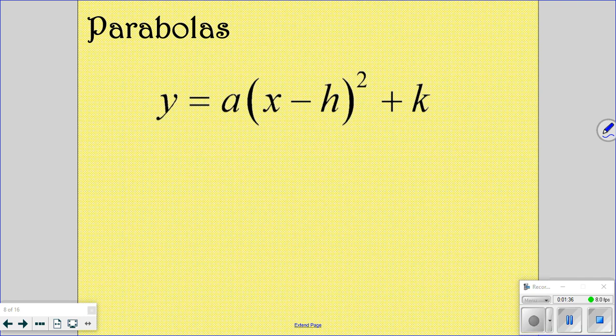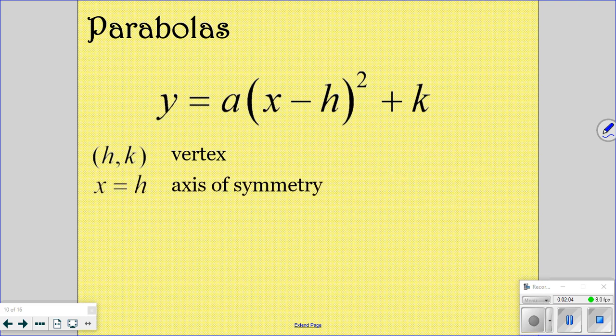This is your vertex form for your equation. It makes it very easy if you put it in vertex form to be able to graph it. The HK is your vertex, whereas on a circle the HK was your center. On a parabola, the important part isn't the center of it, it's the vertex. So HK is your vertex. On a parabola, it's either going to be the low point or the high point. That's going to be your vertex.